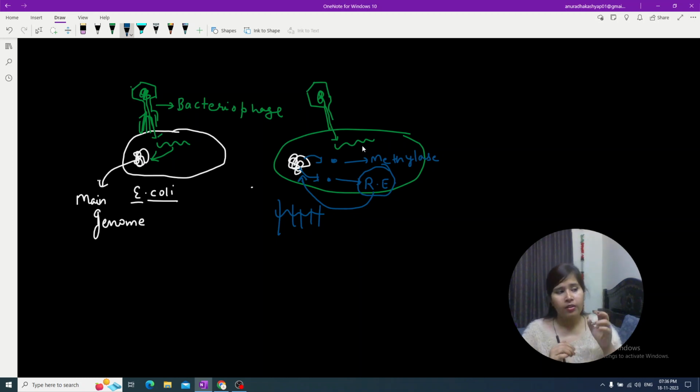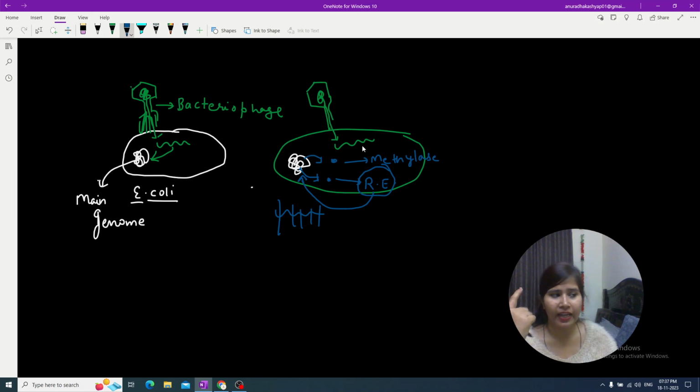Now, the second question is, if restriction endonuclease can make a specific cut in DNA, then why can it not cut the main DNA of the bacteria? This is the second question, right? And what is the function of methylase? Basically, restriction endonuclease enzyme can work only on DNA which is unmethylated. Again I am repeating, restriction endonuclease can make a specific cut only on DNA which is unmethylated. If DNA is methylated, restriction endonuclease cannot recognize it and cannot make a specific cut there. Is that clear? Okay.